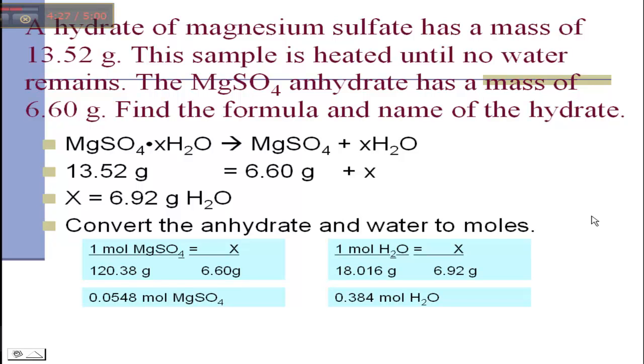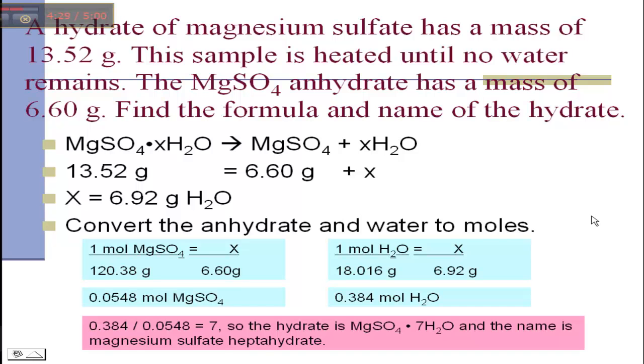So when we divide by the smallest here, we get 1:7. So magnesium sulfate, got our dot, 7 waters, and the name is magnesium sulfate heptahydrate.